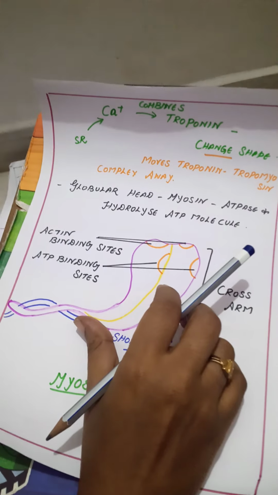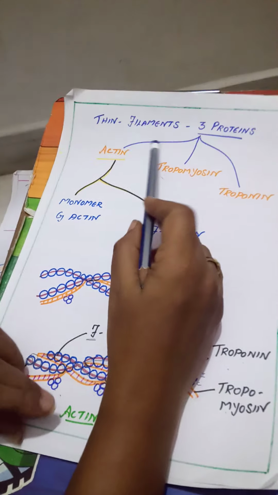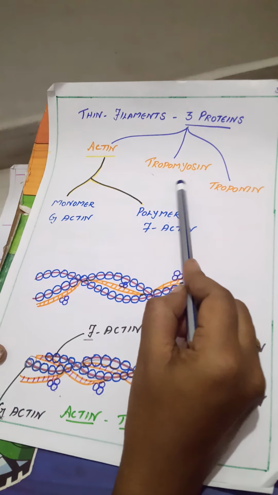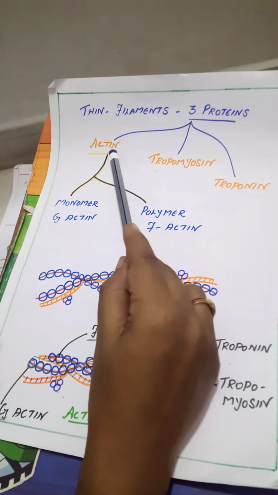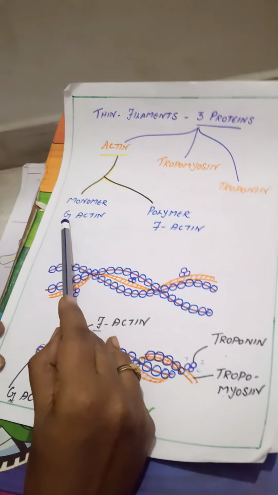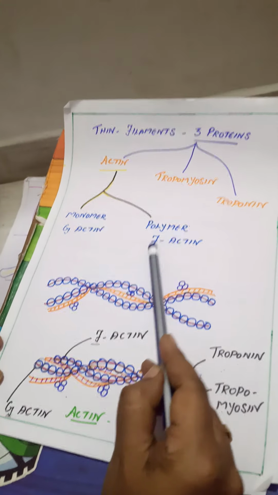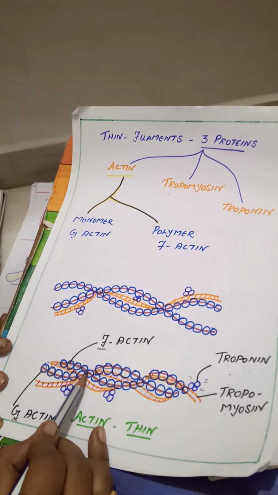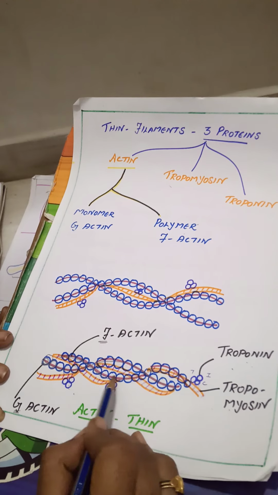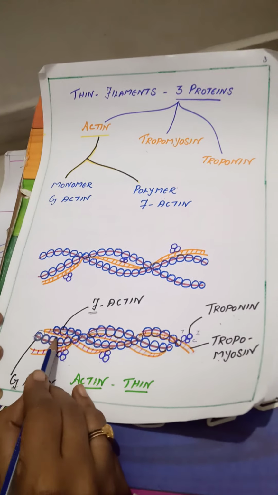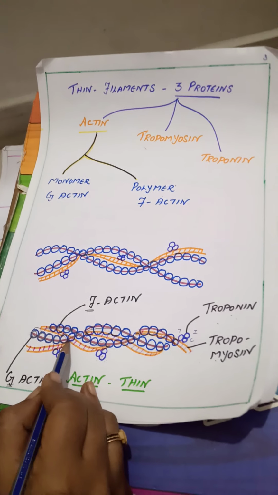Next we see about actin. Actin is a thin filament that contains three proteins: actin, tropomyosin and troponin. Actin can occur in two forms: one is a monomer, G-actin, the other is a polymer, F-actin. Now take this diagram. Here you can see this F-actin. F stands for filamentous actin and G is for the globular, the spherical one.